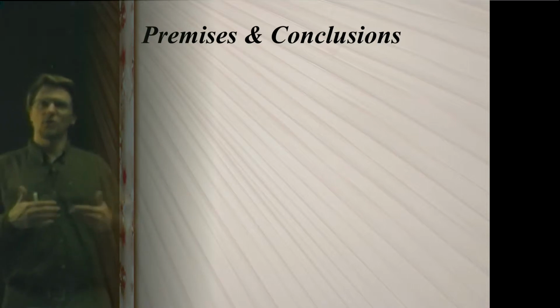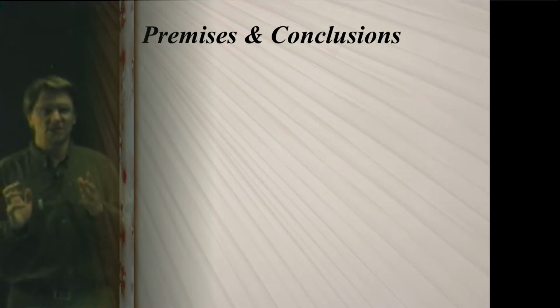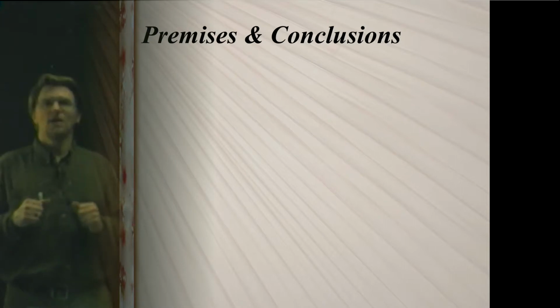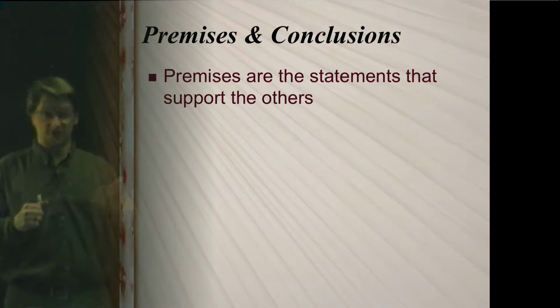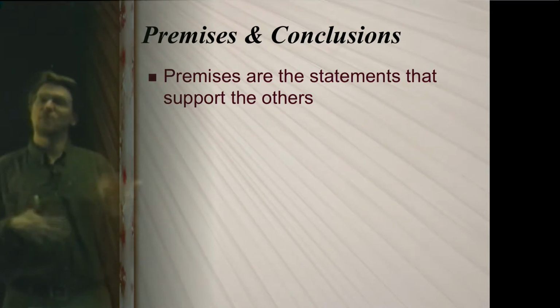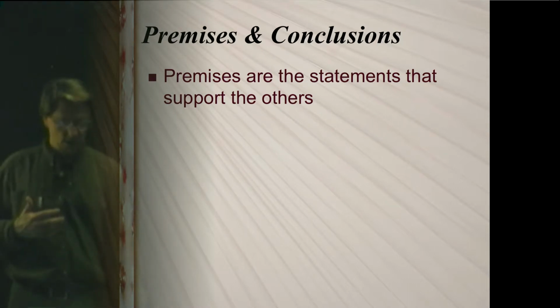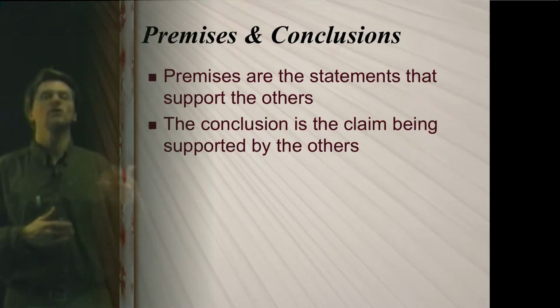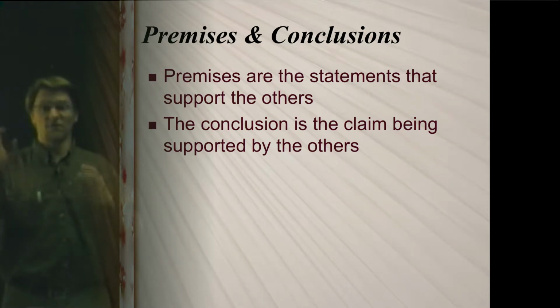So we'll introduce some very important terminology here for the course, and that would be premises and conclusions. A premise is the statement, or the statements, if there's more than one, that support the others. In other words, a premise is the evidence for the other claim. And then the other claim, of course, would be called the conclusion. The conclusion is the claim being supported by the others. So any argument will be composed of a premise or multiple premises and a conclusion.